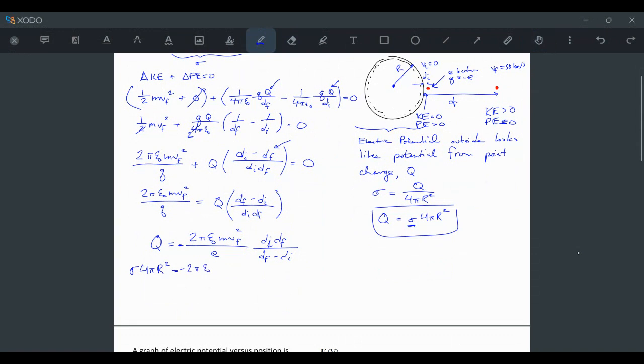Minus 2 pi epsilon naught m v_f squared, divided by electron charge times di df over df minus di. Okay, so in other words, final answer: minus epsilon naught m v_f squared, the pi goes away, we have 2 e r squared, yep, di df.